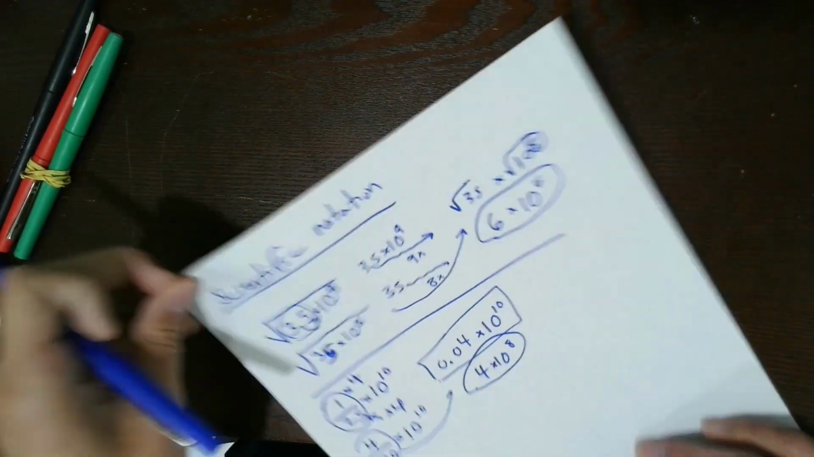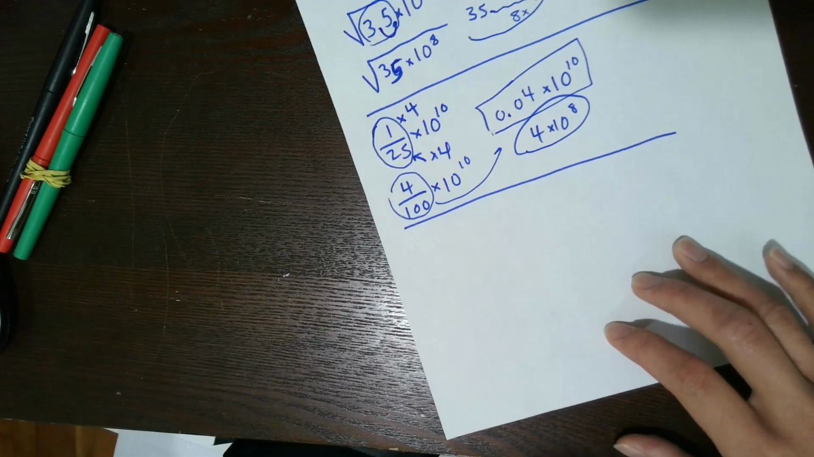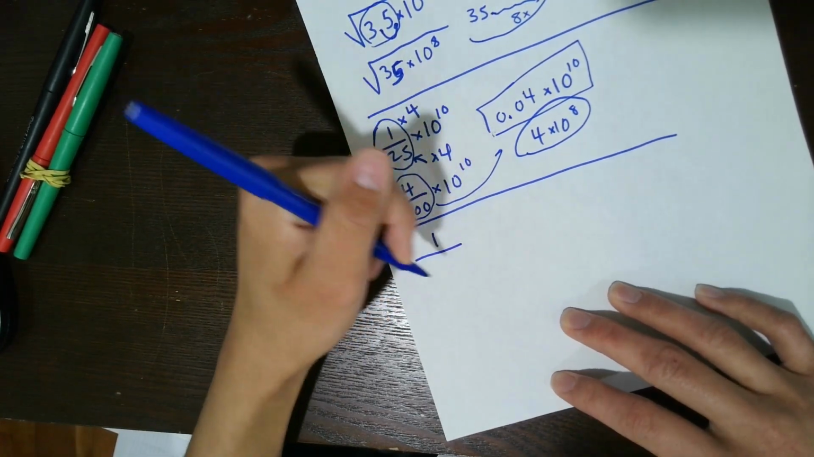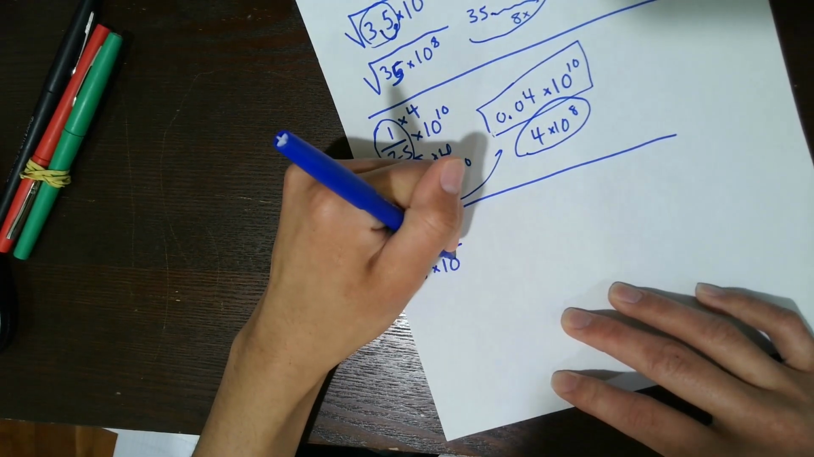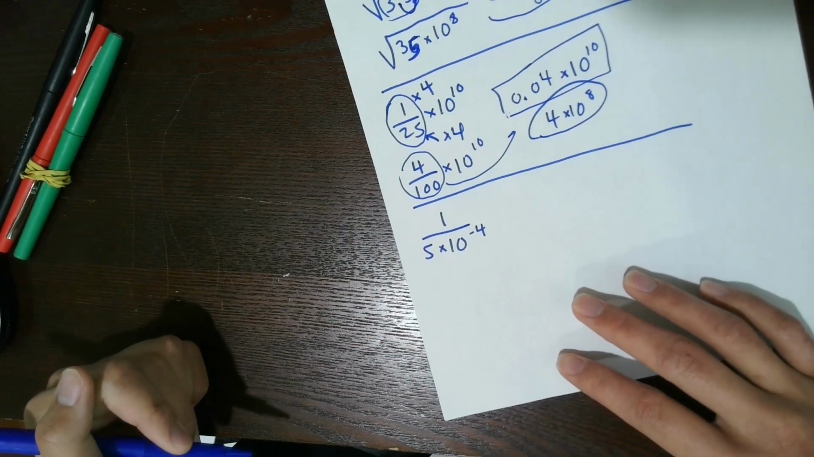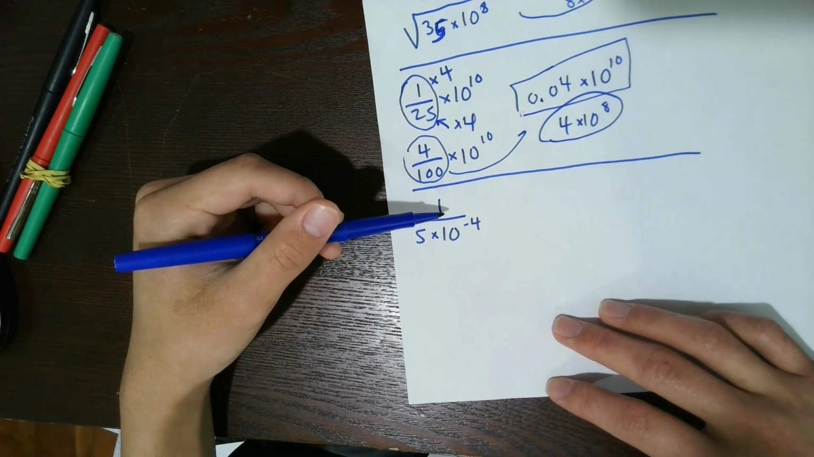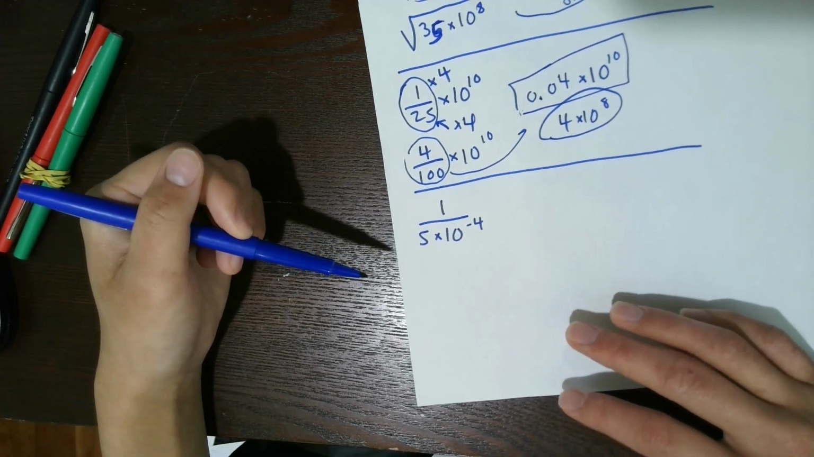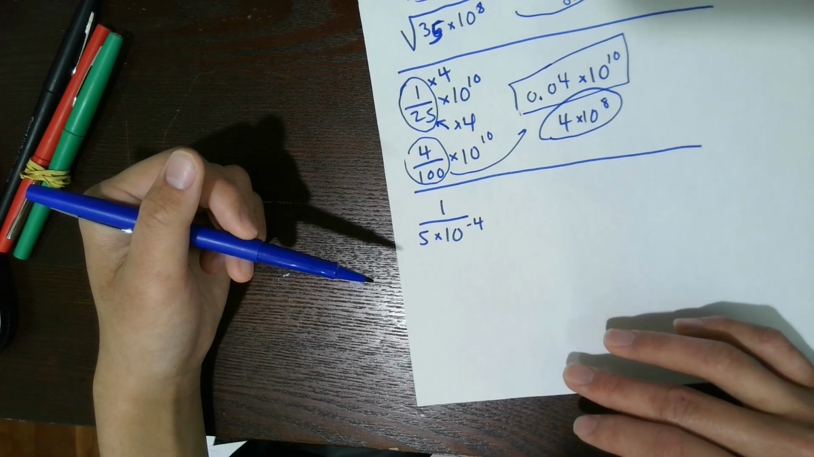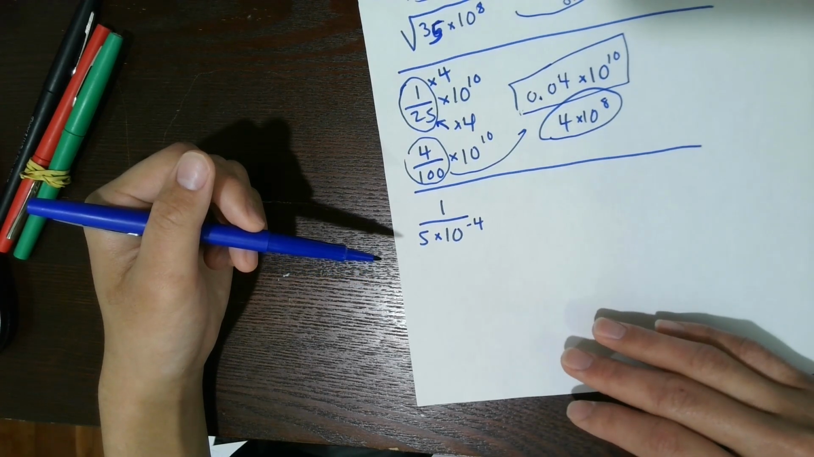All right, and that's scientific notation for you. I just wanted to show you one last problem, actually, with scientific notation. What happens when you divide by scientific notation? All right, so 1 divided by 5 times 10 to the negative 4th. Very messy problem to do with long division. So we're going to take advantage of fractions.